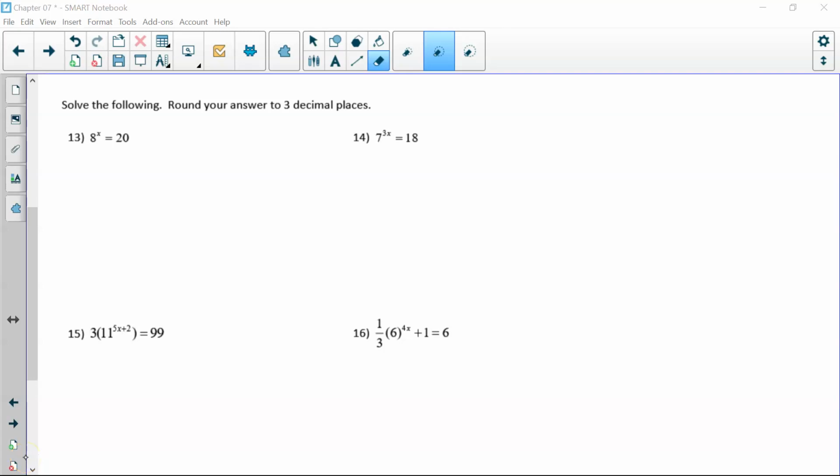Welcome back to section 7.2. Today we're going to be talking about solving again.